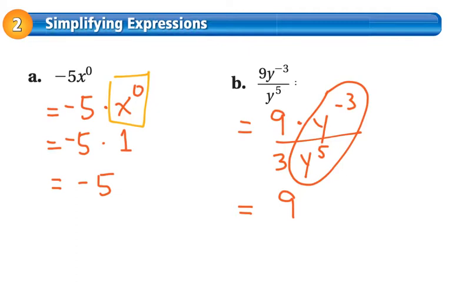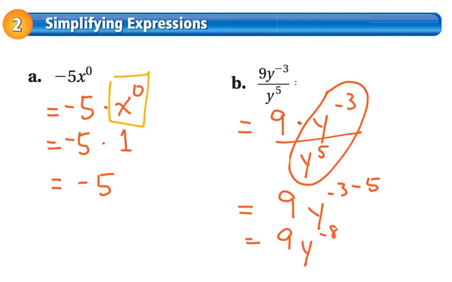But let's see, y to the negative 3rd divided by y to the 5th power actually requires us to now use the quotient of powers property, which in essence means that we're going to have to go ahead and subtract those exponents. So we get y to the negative 3rd minus 5. Again, that was our property from one of our previous lessons. Let's see, negative 3 minus 5, that's negative 8. So we have 9y to the negative 8th power.